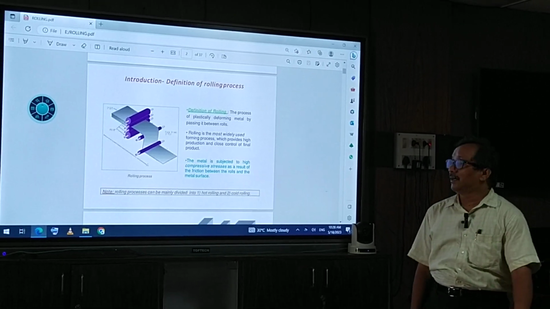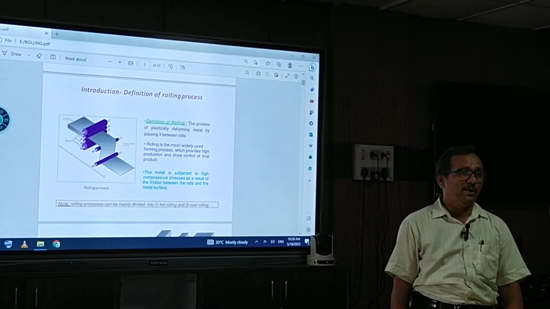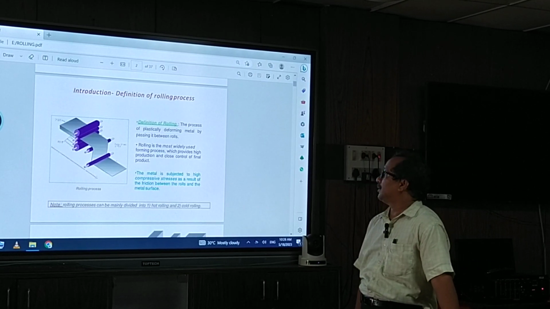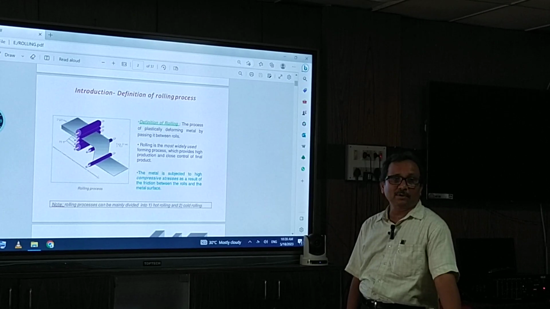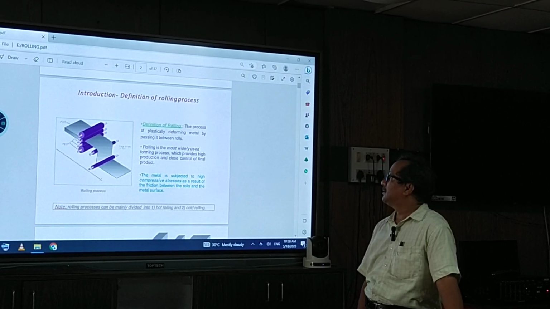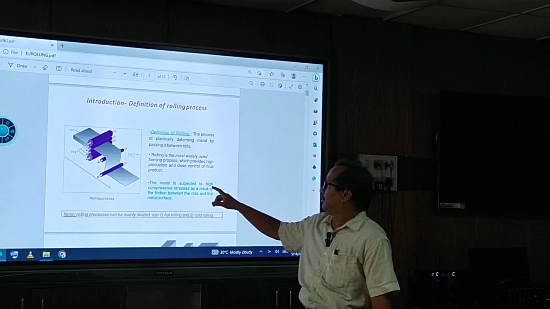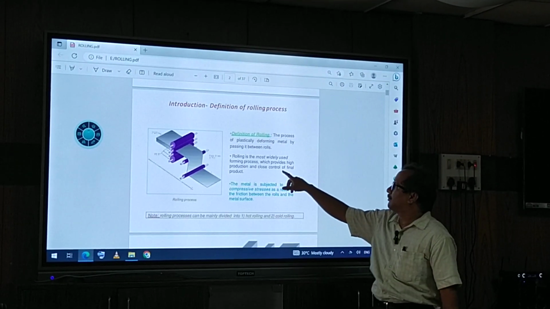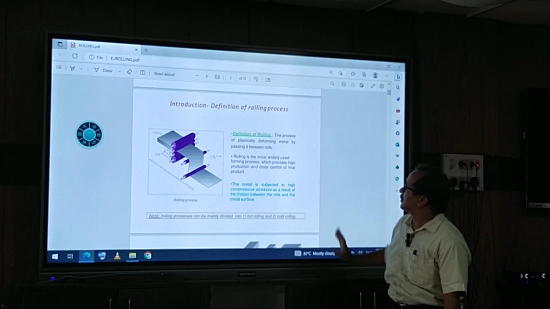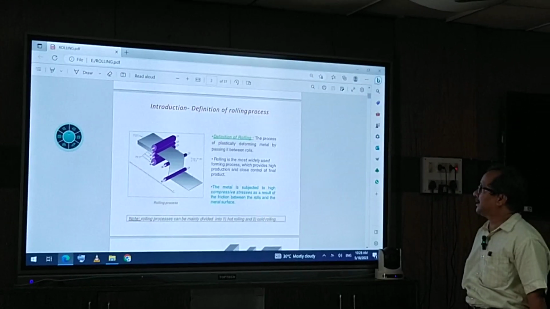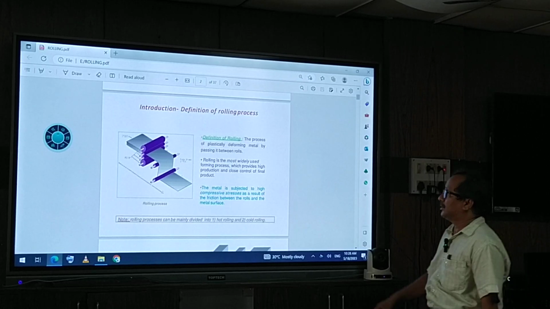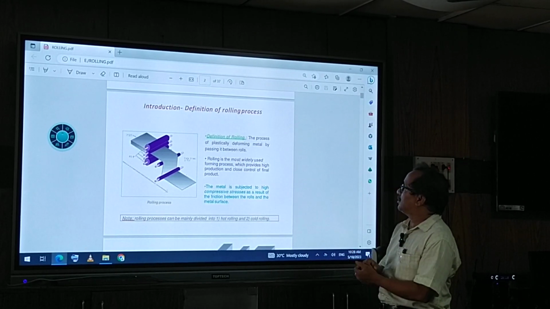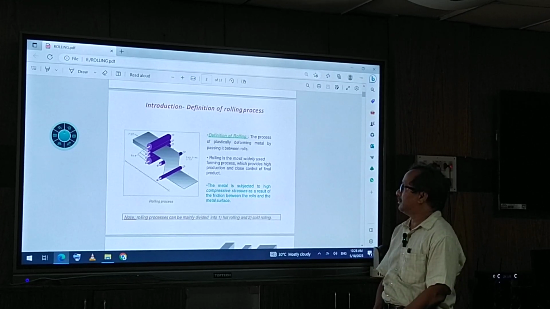Rolling, as you know, is a mechanical working process, and we are producing different types of products from this rolling of metals. So here is an example. We will show how the rolling takes place. Here is the definition of rolling: the process of plastically deforming metal by passing it between two rolls. So these are the rolls. We are passing the metal between rolls and it is plastically deformed.